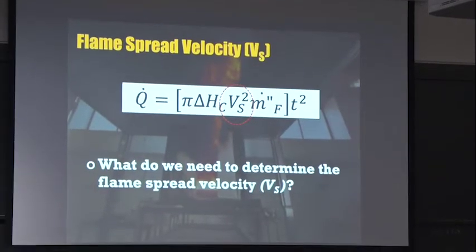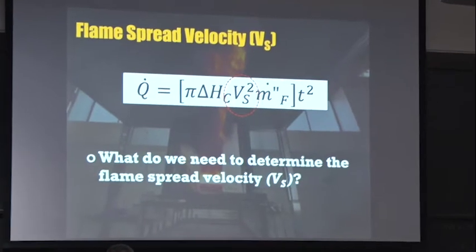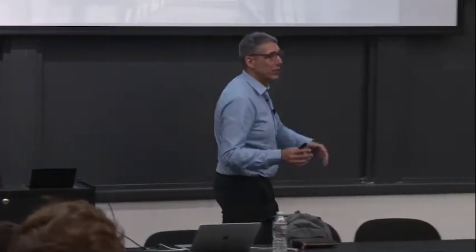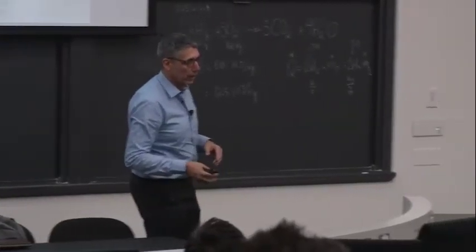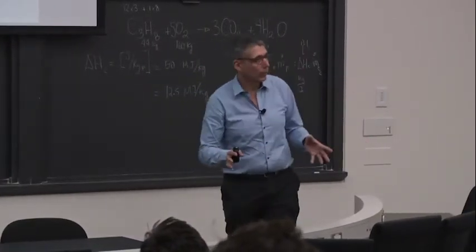What do we do to determine the flame's spread velocity? Yeah, so we have to figure out how it's growing. Now we recognize and we know that that is going to be scenario dependent. Is that okay? All I can do is take one specific scenario. I'll explain to you how to get the flame spread velocity, and then we can leave it there.